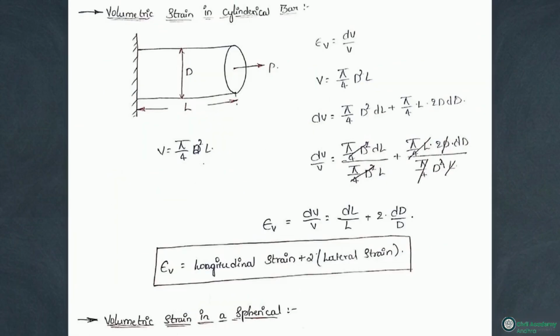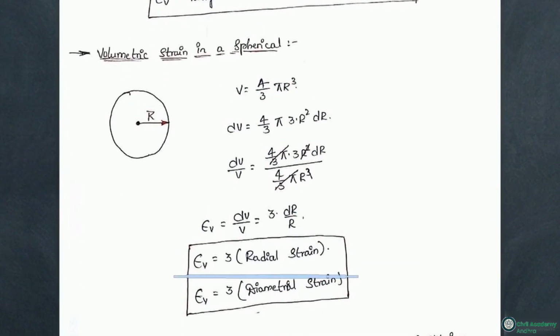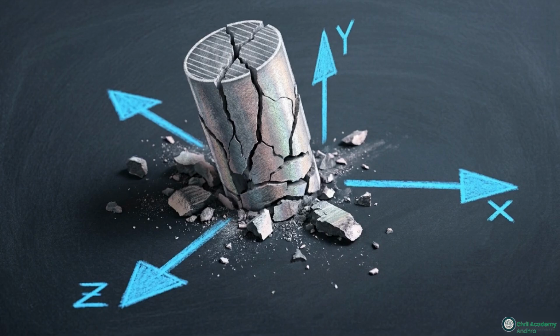This page details how mathematical logic shifts for different geometries. For a cylindrical bar, volumetric strain incorporates the change in diameter, equaling longitudinal strain plus 2 times lateral strain. For a spherical body, the volumetric strain is exactly 3 times the radial strain. Because a simple 1D pull triggers a 3D volume change, engineering failure analysis is a multidimensional problem.